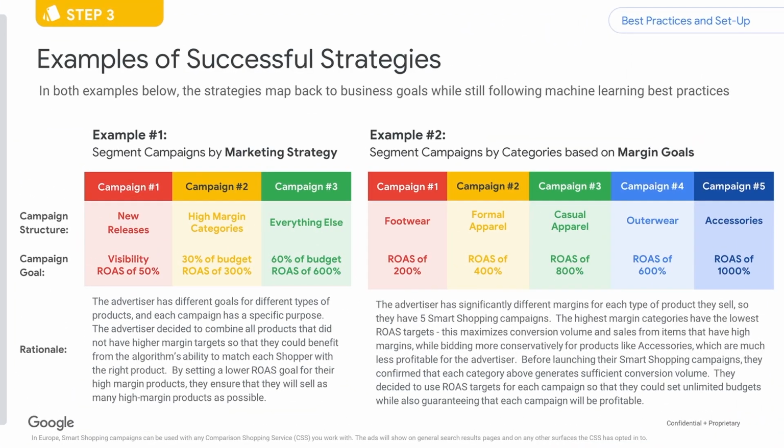Here I show you a few examples of successful campaign strategies. On the left-hand side, you see a campaign that's structured by marketing goals. Following a marketing strategy, you see that they are planning a new product release and have selected a quite low return on ad spend target.